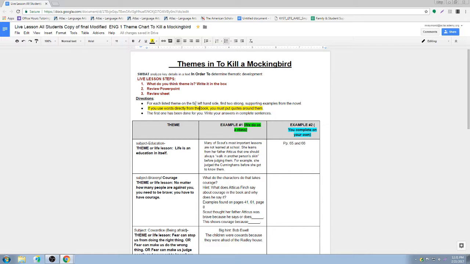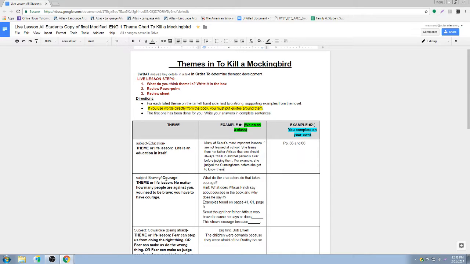So for each theme listed on the far left-hand side, find two strong supporting examples from the novel. Okay, the first one has been done for you. Write in complete sentences. All right, so life is an education in itself. Many of Scout's most important lessons are not learned at school. She learns from her father Atticus that one should always walk in another person's skin before judging them. For example, she judged the Cunninghams before she got to know them. This is an example of how life is an education in itself. You're using a character and an example here.